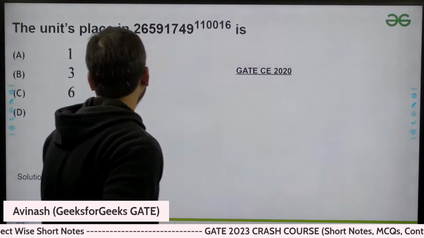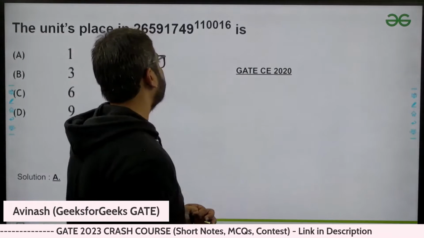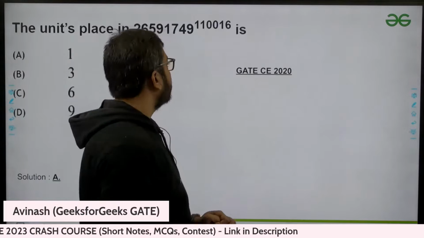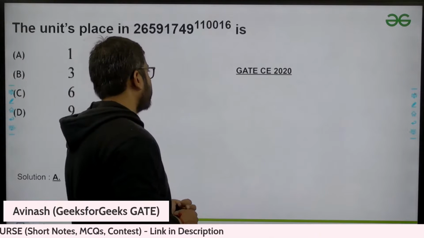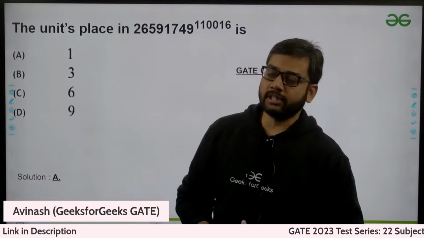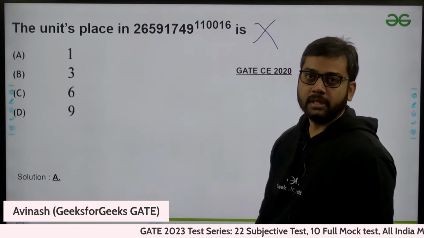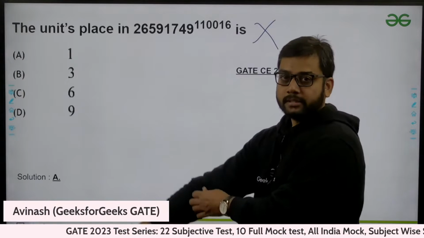See this question. The unit place of 26591749 to the power 110016. Now most of the students will see this question and say, leave this, this is an out of league question. Just don't do this. Just learn the basic concept.